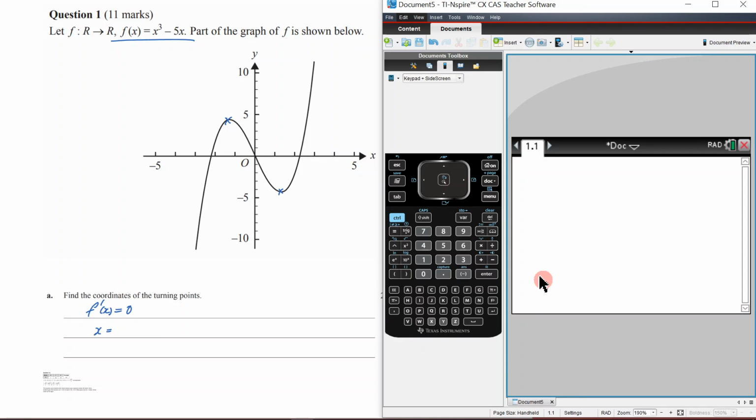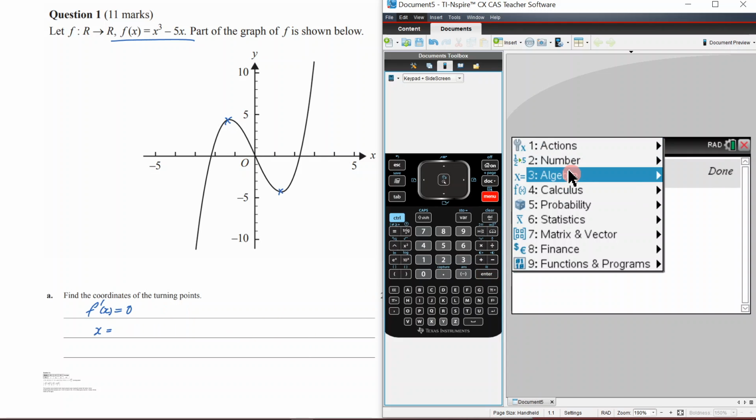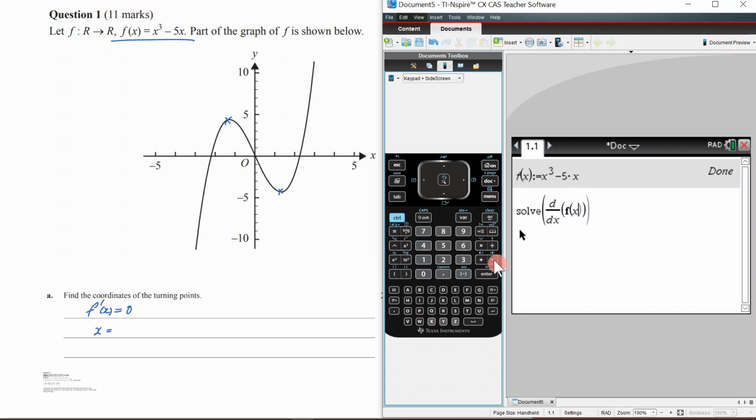So we come to our trusty CAS calculator here, and we're going to define what f of x is. Control that is going to be x cubed minus 5x, which is going to be that right there. Now we can do this. So we're going to go menu, algebra, solve. We're solving for when the derivative of f, so shift minus, we're differentiating with respect to x of f of x. When it's equal to 0, we're trying to figure out what our x's are going to be, and we're going to end up with those.